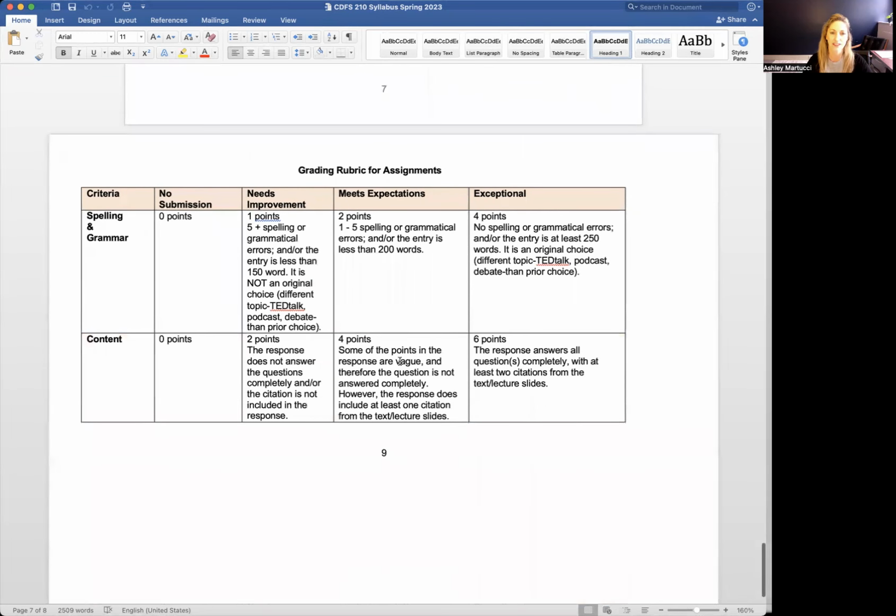And then you can also see the grading rubric for the assignments. There will also be rubrics available for you to review for your annotation, your podcast, and your podcast tour through eCampus. I'm looking forward to spending time with you throughout the semester and learning more about you. So please reach out if you have any questions, and I will talk to you soon.